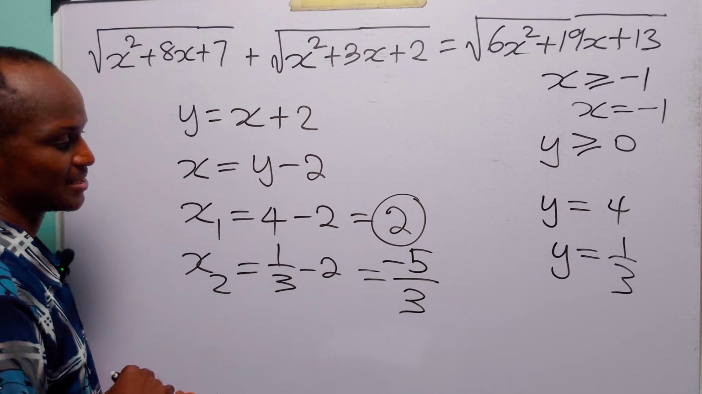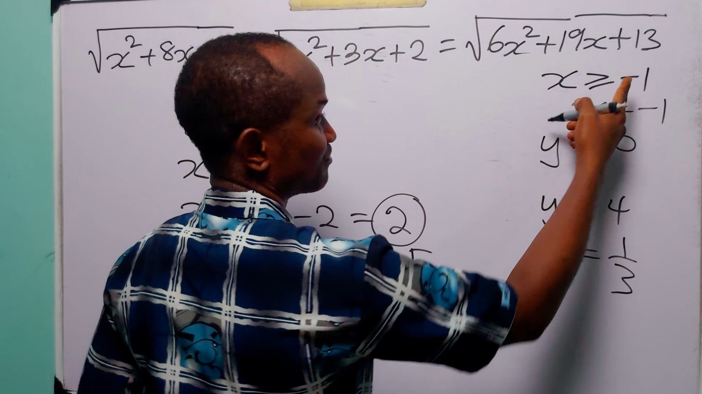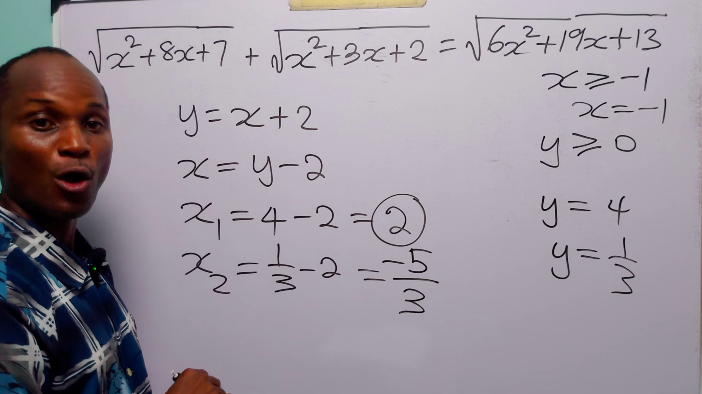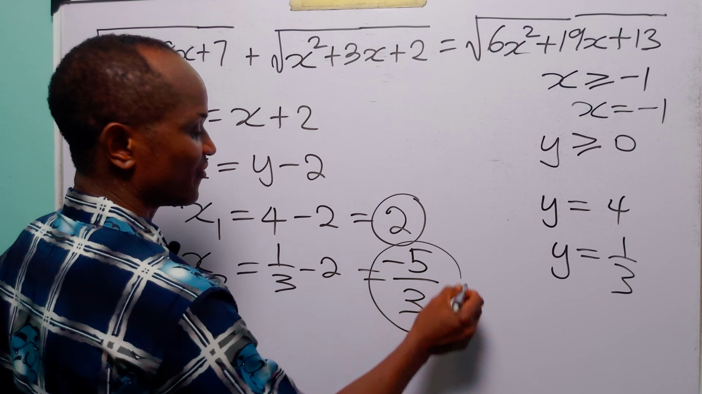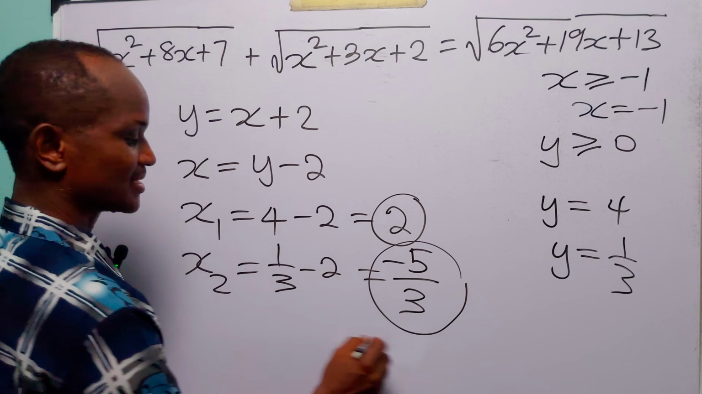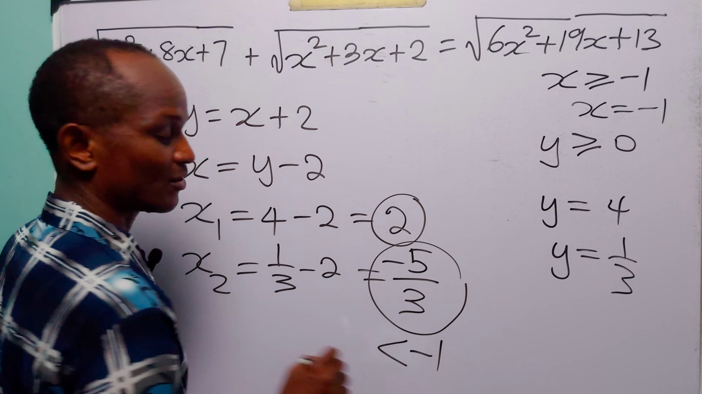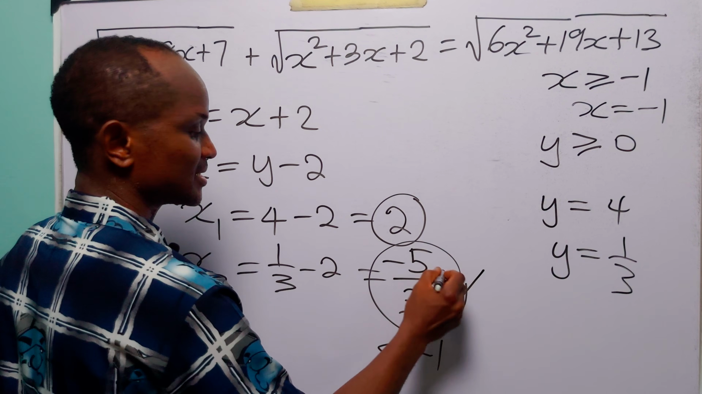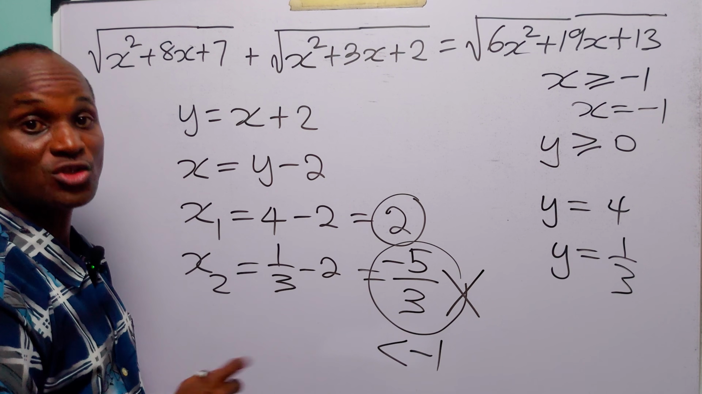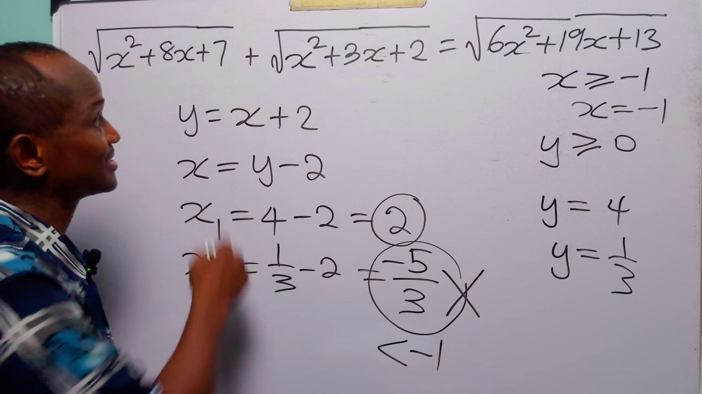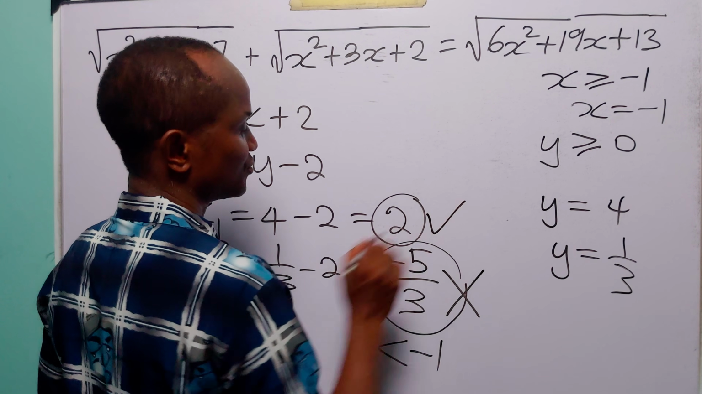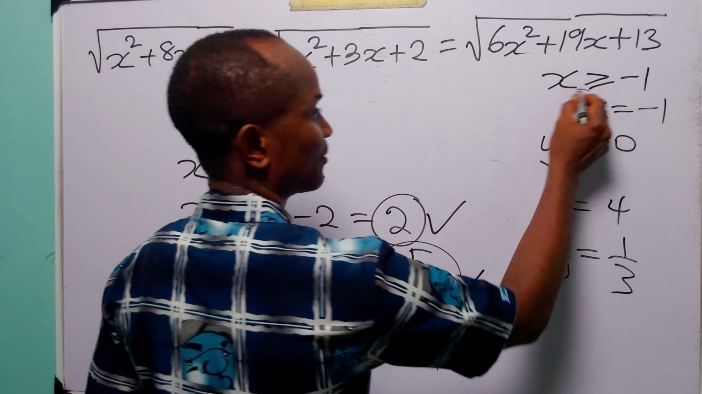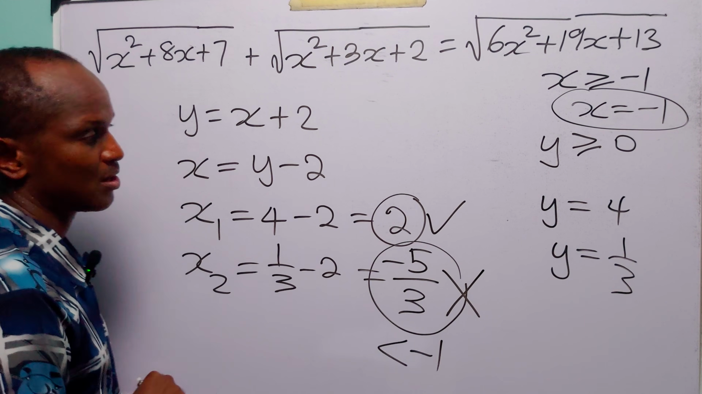But now remember that x must be greater than or equal to minus 1. Now, this value of x is less than minus 1. So this is unacceptable. So the only two values of x that satisfy this radical equation are x equal to 2 and x equal to minus 1.